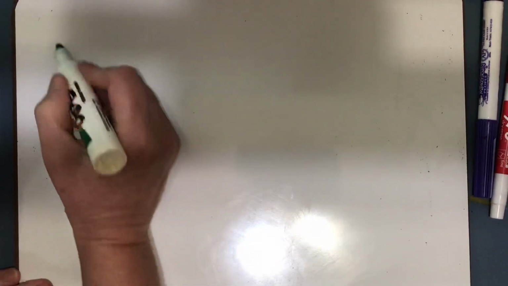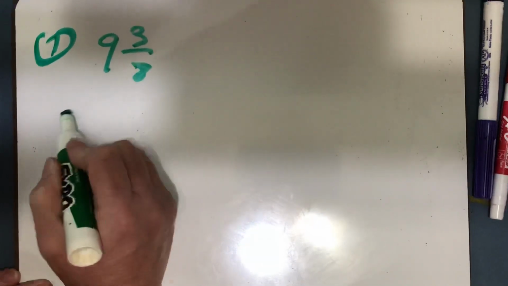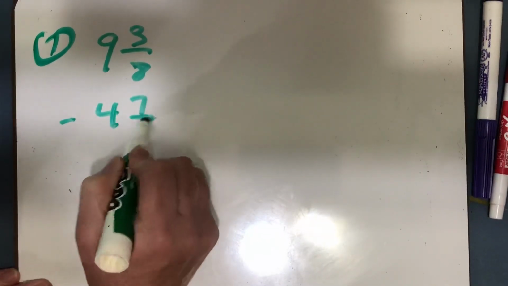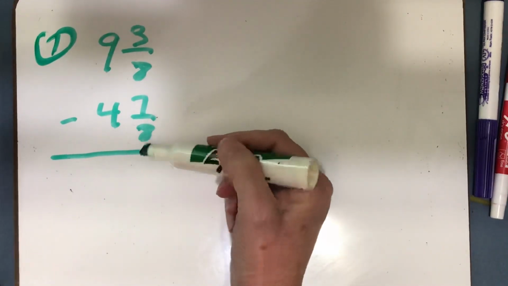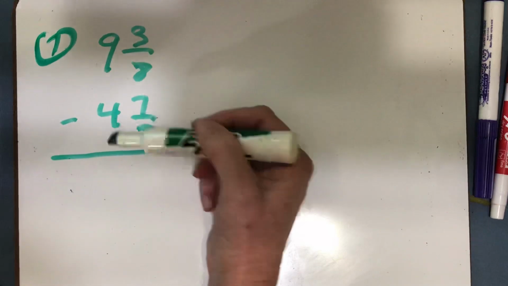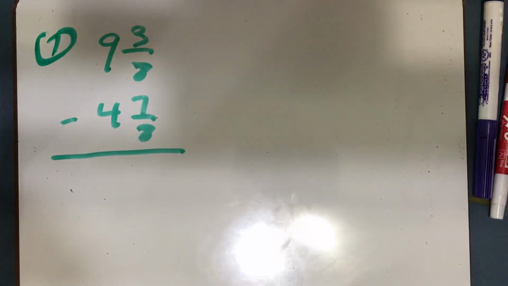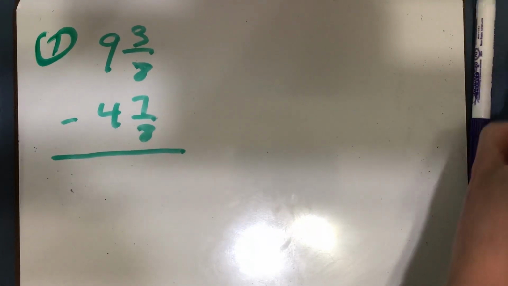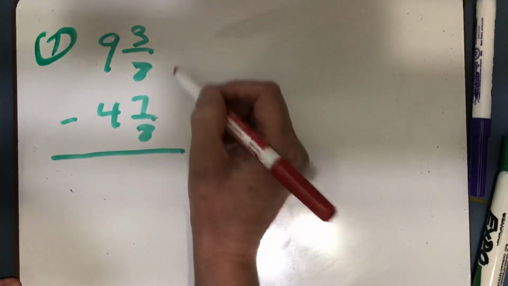Okay, now I'm going to go to number 7. Number 7, we're going to do a little bit differently. Number 7 says 9 and 3/8 minus 4 and 7/8. If I look at this problem, I can see that 9 and 3/8 is larger than 4 and 7/8 because 9 is greater than 4. But 3/8 is smaller than 7/8. So in order to subtract these two mixed numbers, I'm going to change them to improper fractions so that I can subtract, because I can't do 3/8 minus 7/8.